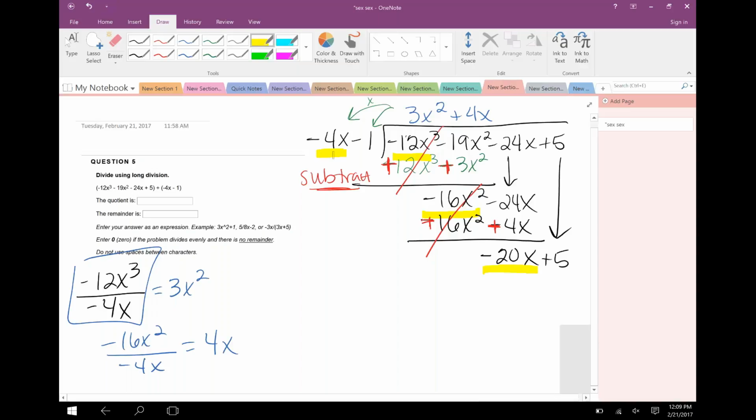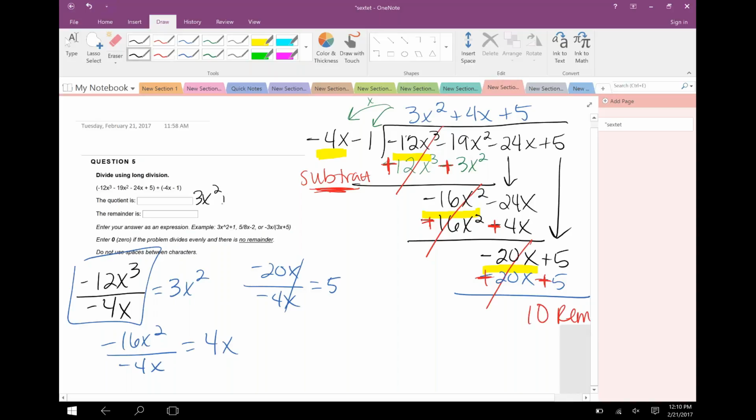So negative 20x divided by negative 4x. Negative 20 divided by negative 4 is positive 5. x divided by x cancels out. So we have positive 5. And then we're going to multiply. 5 times negative 4x is negative 20x. 5 times negative 1 is negative 5. We are going to subtract, so we're going to change all the signs. When we combine vertically, negative 20x plus 20x cancels out. 5 plus 5 is 10.